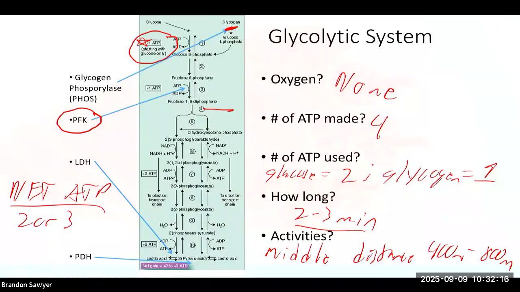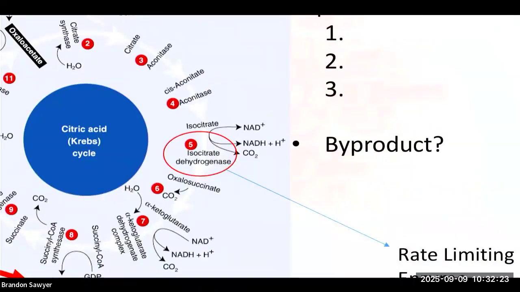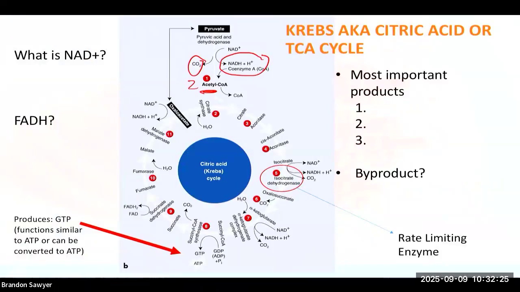So when we go to the Krebs cycle, we don't just have one acetyl-CoA, we have two acetyl-CoAs, and that's going to make it so the Krebs cycle happens twice, right? Those two turns of the Krebs cycle, because we have those two acetyl-CoAs.